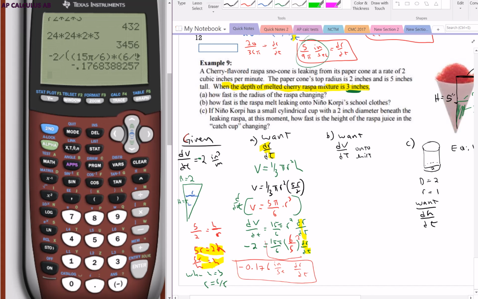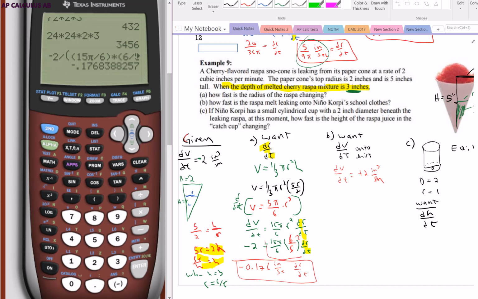All right, B: how fast is the raspberry melt leaking onto Nino Corpi's school clothes? So you have to imagine it's leaking out of the cone onto his clothes. How fast is it leaking onto his clothes? It's leaving the cone at 2 cubic inches, which means it's going onto his clothes at +2. If it's leaving at 2, then it's getting onto his clothes at 2, because it's not going to leave faster just because it's going on his clothes. It's getting on his clothes at the same rate it's leaving, but because it's going onto his clothes, it's a positive value instead of a negative value.